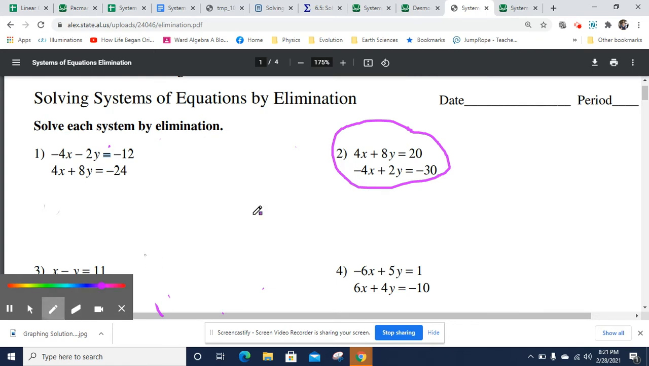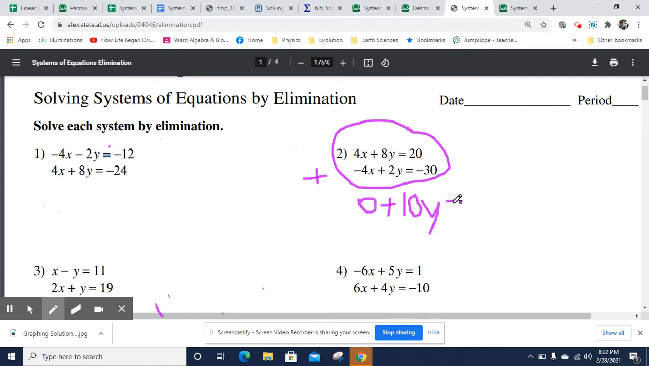So let's carry on here. So hopefully you have tried this out, and I'm going to walk through how I would do it. So since I've got opposite coefficients here, I can simply add the equations, and I'll end up with 0 here. So that just goes away. And then 8y plus 2y is going to be 10y. And then 20 plus negative 30 is going to be negative 10. And I'll just erase the 0 because I don't need it. So I now just have 10y equals negative 10. And so y is going to be negative 1.